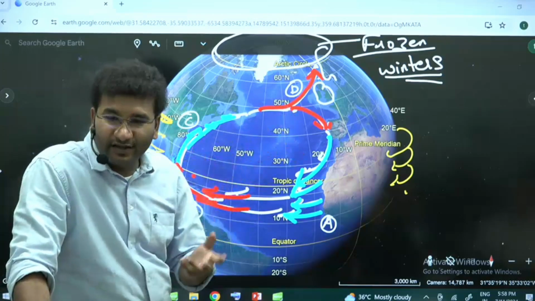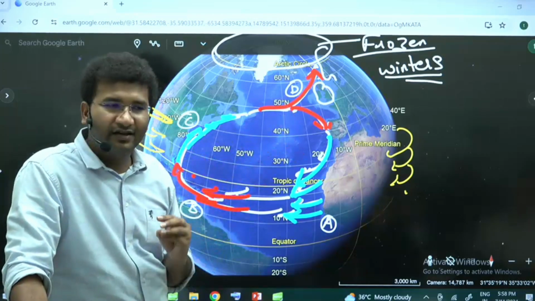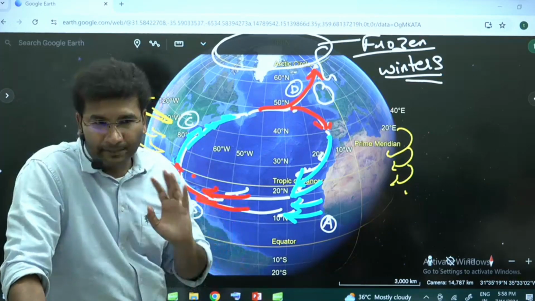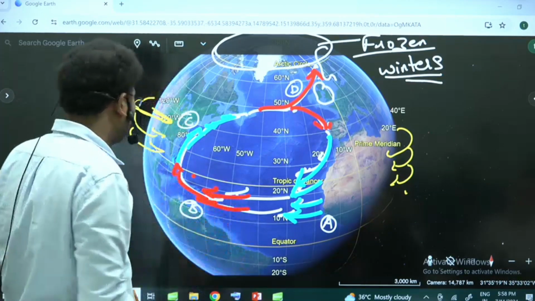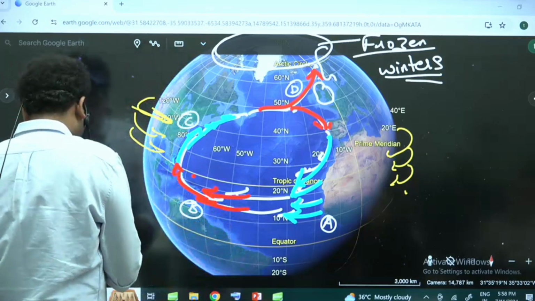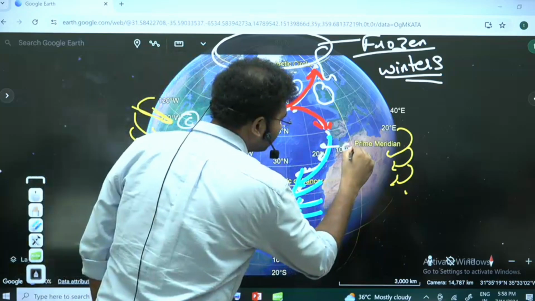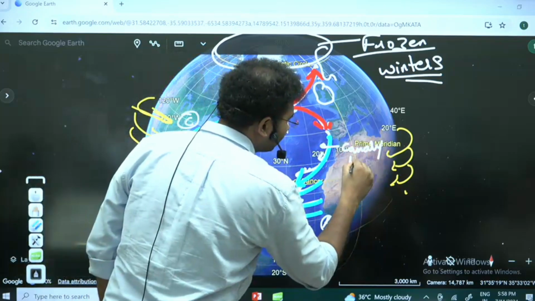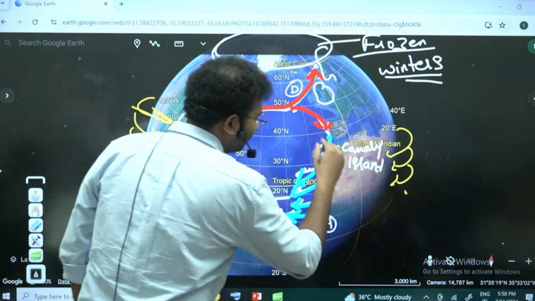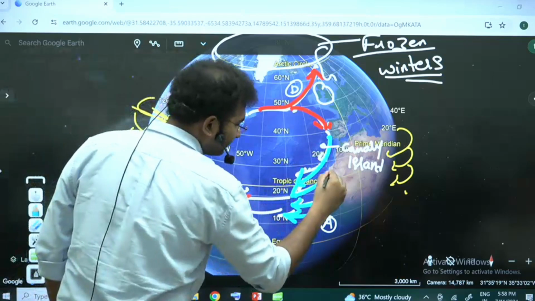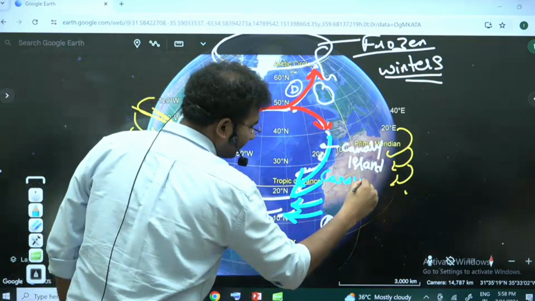Now there are different names given to these currents. The names are given just because of the places present next to them. See, here there is a small island called Canary Island. Okay? Now this current is called the Canary current.